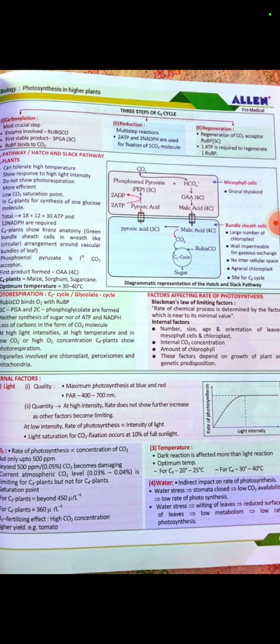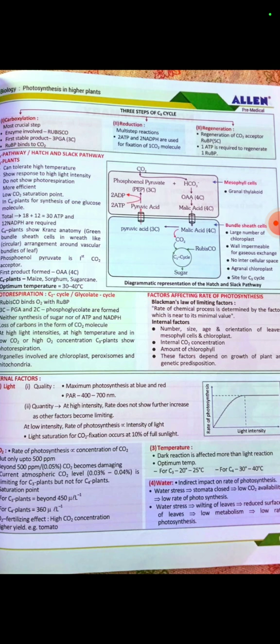Then we have mesophyll cell, granal thylakoid, and bundle sheath cell. Large number of chloroplasts. Walls are impermeable to gaseous exchange. No intercellular space. Agranal chloroplast is the site for the C3 cycle.